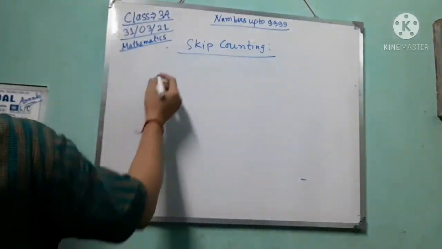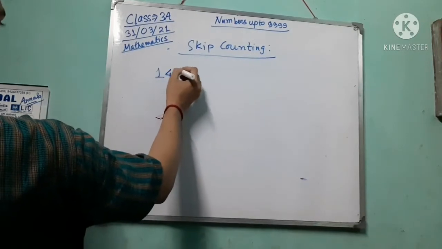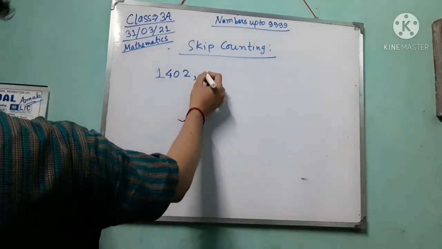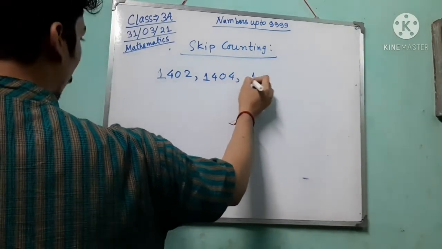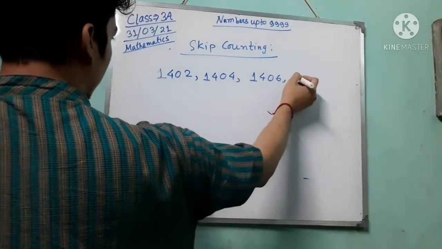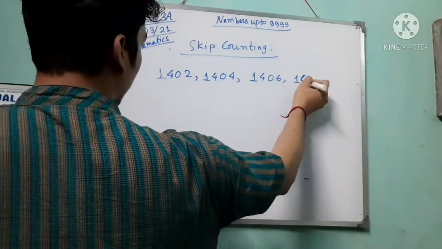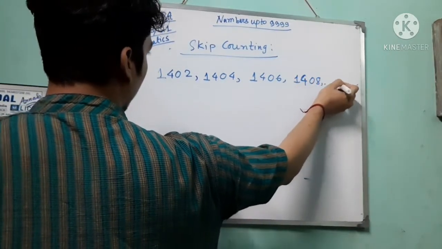Now I am going to the skip counting. Please follow this example. 1, 4, 0, 2, 1, 4, 0, 4, 1, 4, 0, 6, 1, 4, 0, 8, and so on.